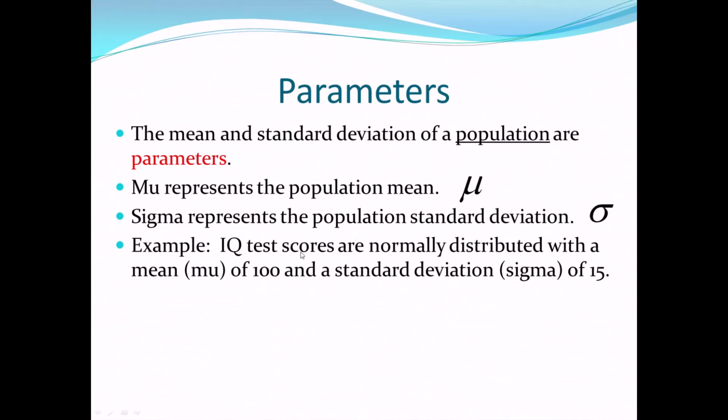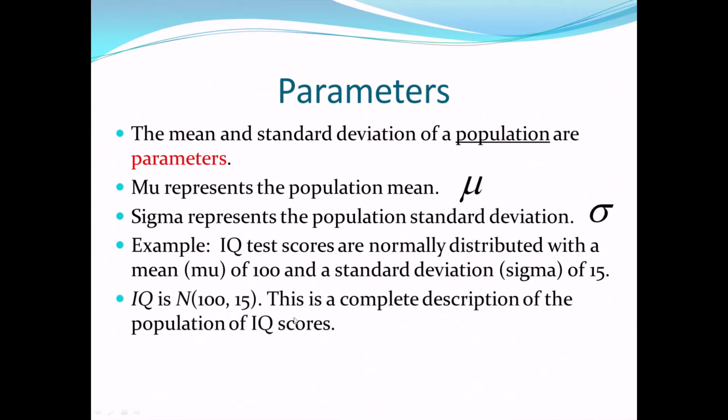An example of something that we would use these parameters with is something like IQ test scores, because they're designed to be normally distributed. They have a mean of 100 and a standard deviation of 15.